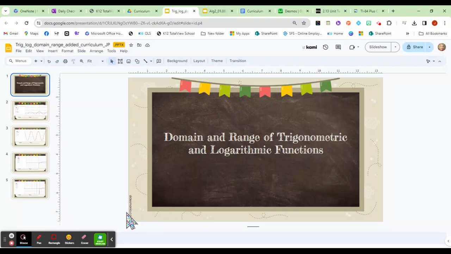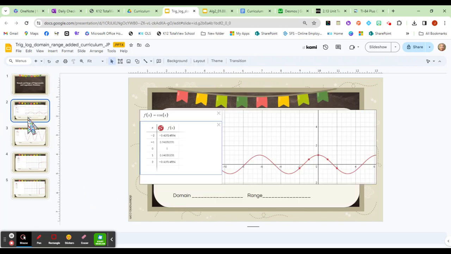Today we're going to focus on interpreting the domain and the range of trigonometric and logarithmic functions. I've got 4 examples to show you. My first one is f of x equals the cosine of x. It's our nice little wavy graph.